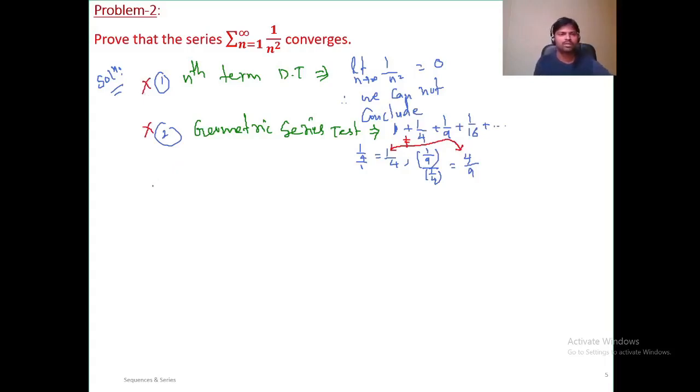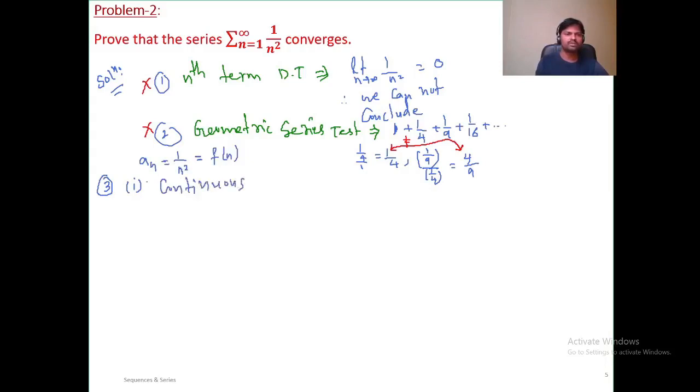The next available test is the integral test. In this integral test, what are the requirements? First, f should be continuous, right? First let me write what an is. an is 1 upon n square, which is nothing but f of n. Now the first one, it should be continuous, right? Yes, it is continuous.